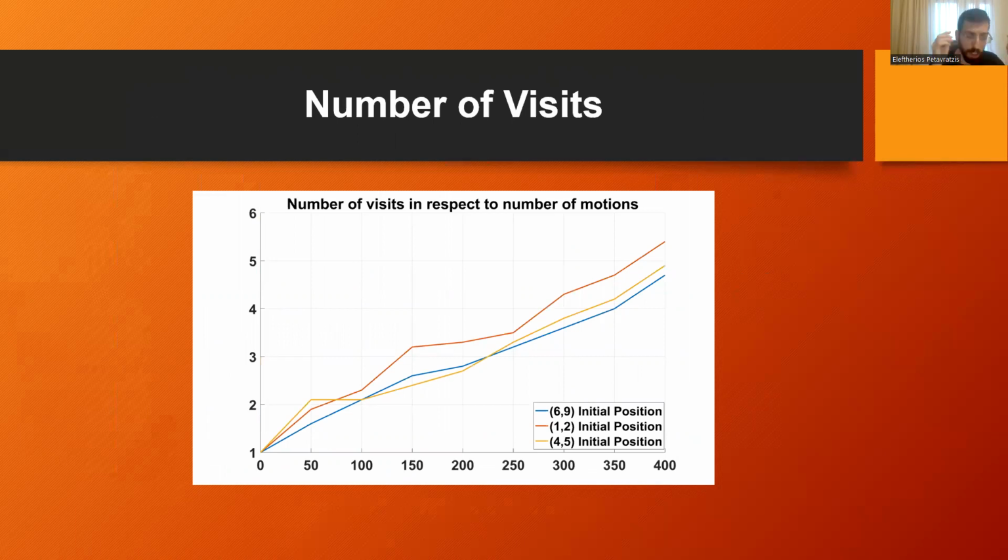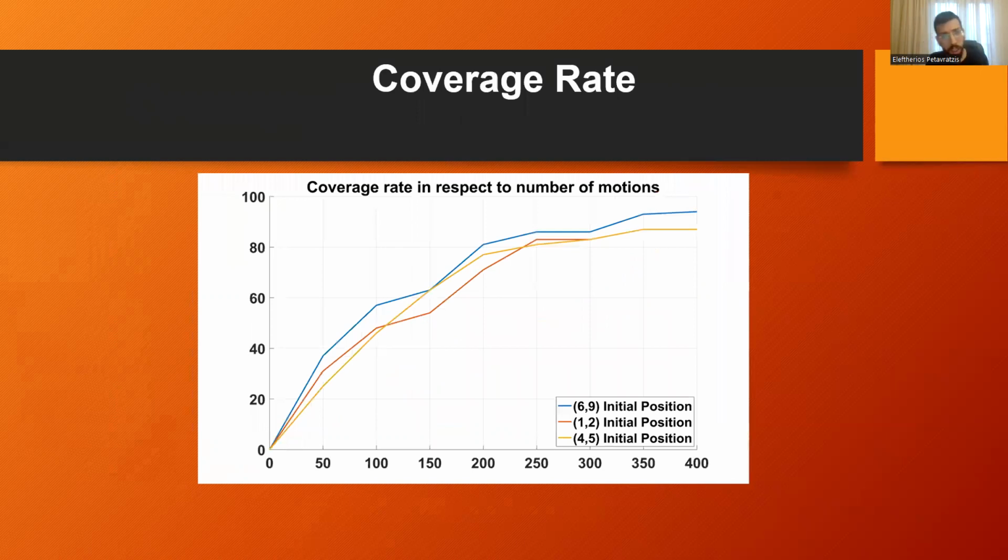Here we decided to test our method in 3 different initial positions. And you can see the difference between each initial position. And also, this is the coverage rate of our study with the same initial position. And you can notice that we managed to achieve almost 95% coverage of our given workspace, which is a very good result for our method.